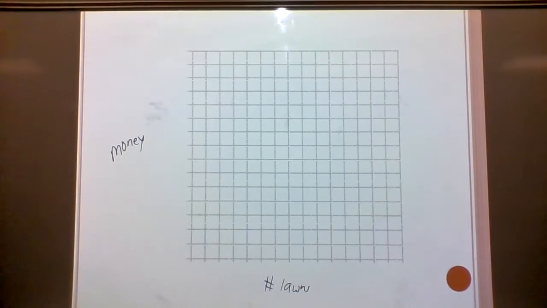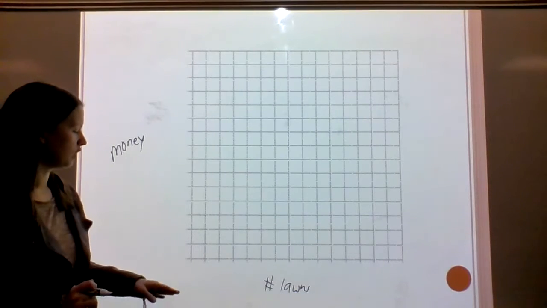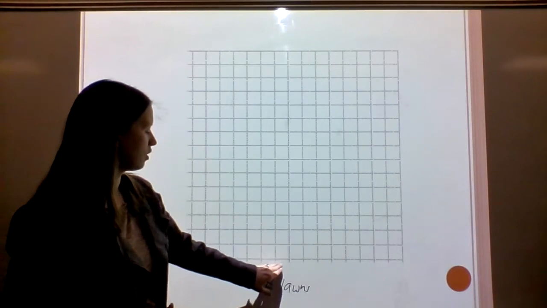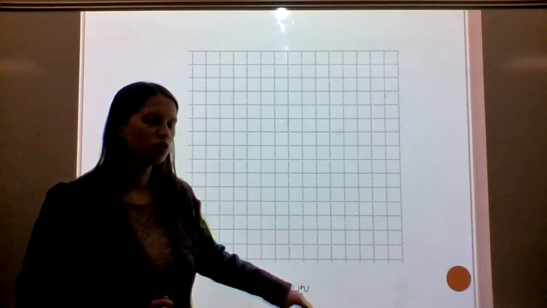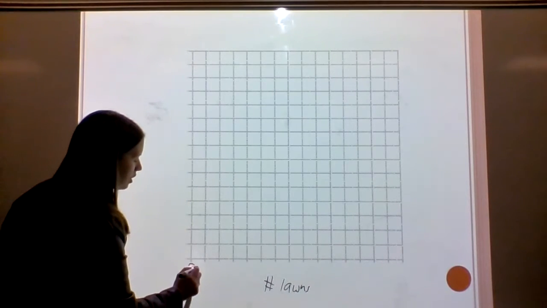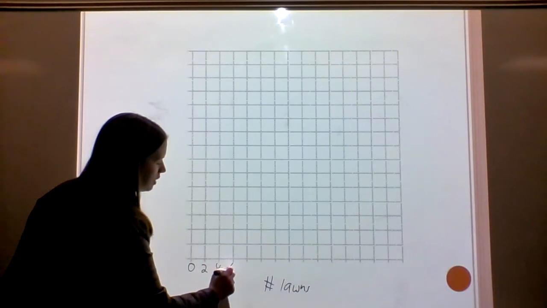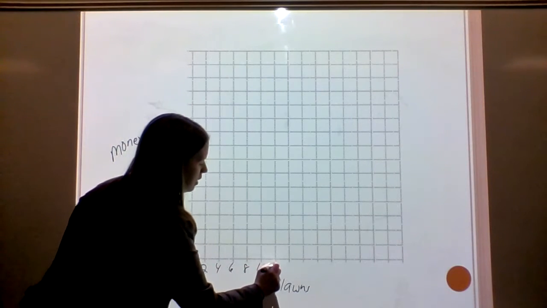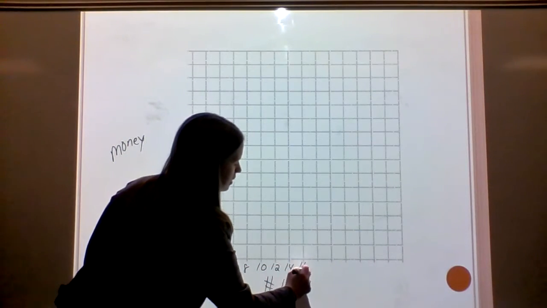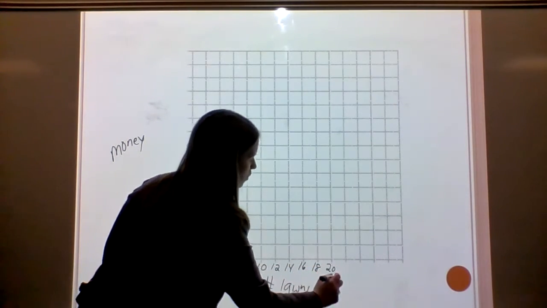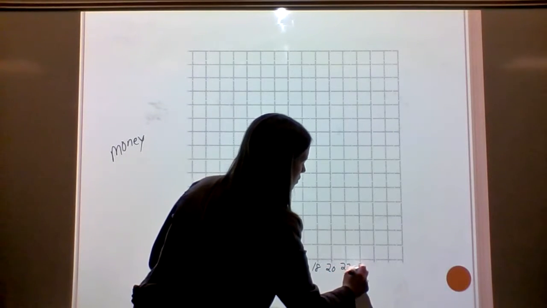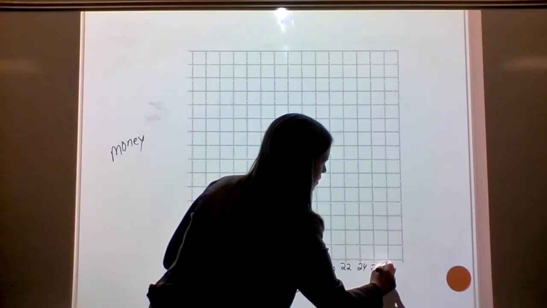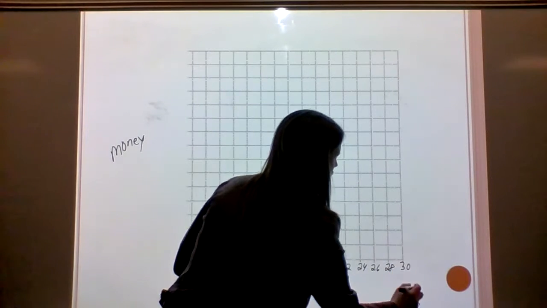So we want to make sure that our numbers fit. So it would probably make sense for our number of lawns if we looked at like 2, 4, 6, 8, 10, 12, 14, 16, 18, 20, 22 to go by twos. So 0 is always here, 2, 4, 6, 8, 10, 12, 14, 16, 18, 20, 22, 24, 26, 28, and 30.